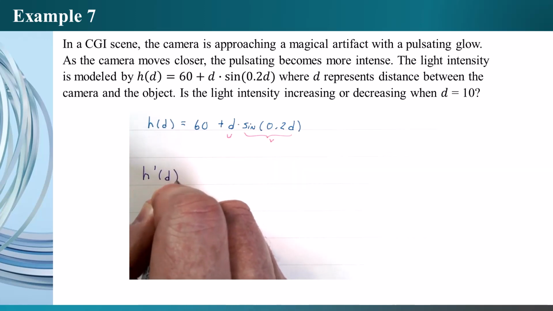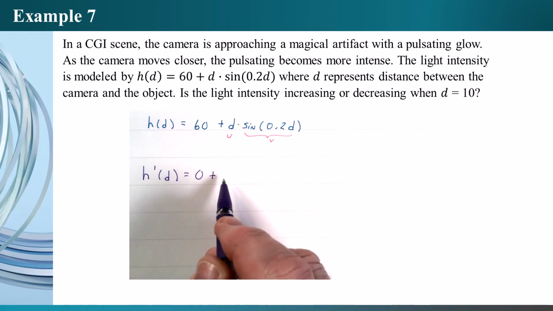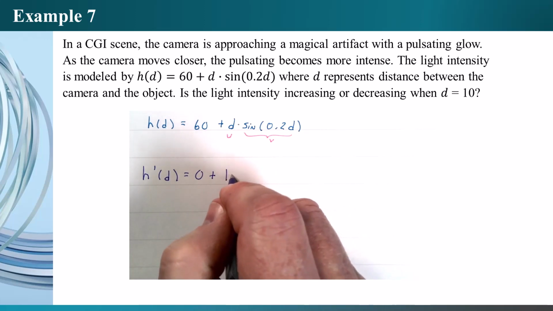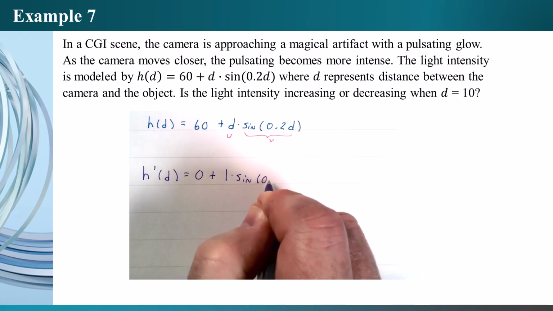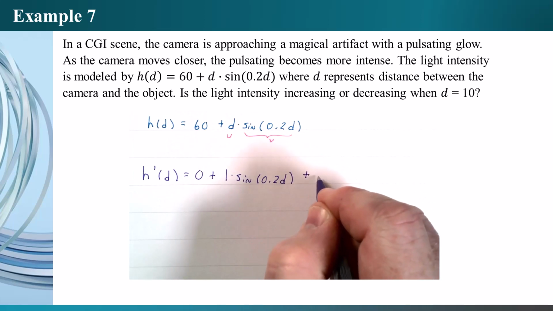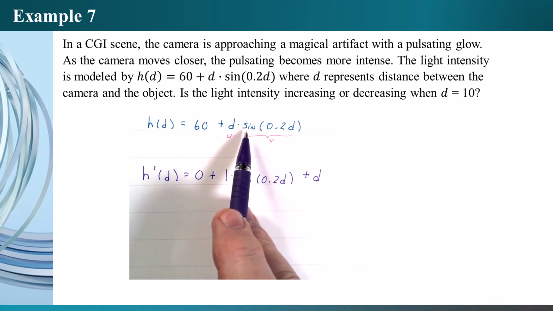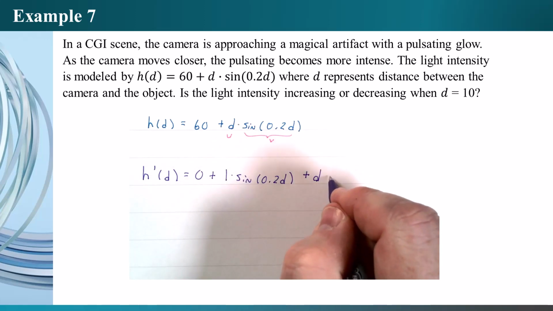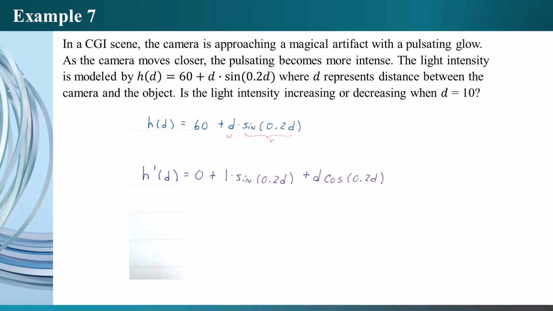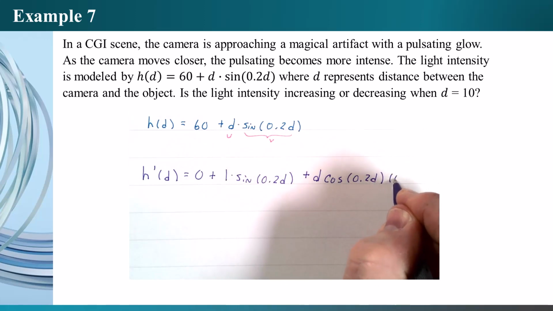So we get h prime of d equals 0 from the first term, and u prime, that would just give us 1. v is just sine of 0.2d, plus, now we have u, which is d, and now we do v prime. And we see here that we have a function inside of another function, and the derivative of the outside function is cosine 0.2d, and we multiply that by the derivative of the inside function, which is just 0.2.